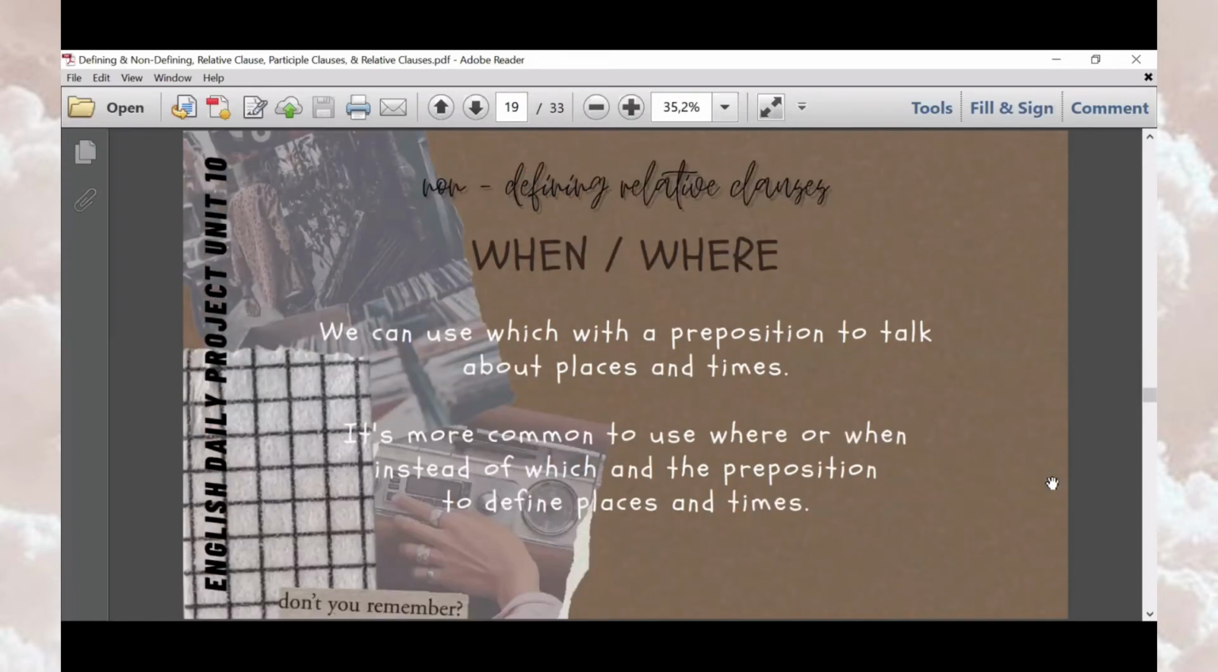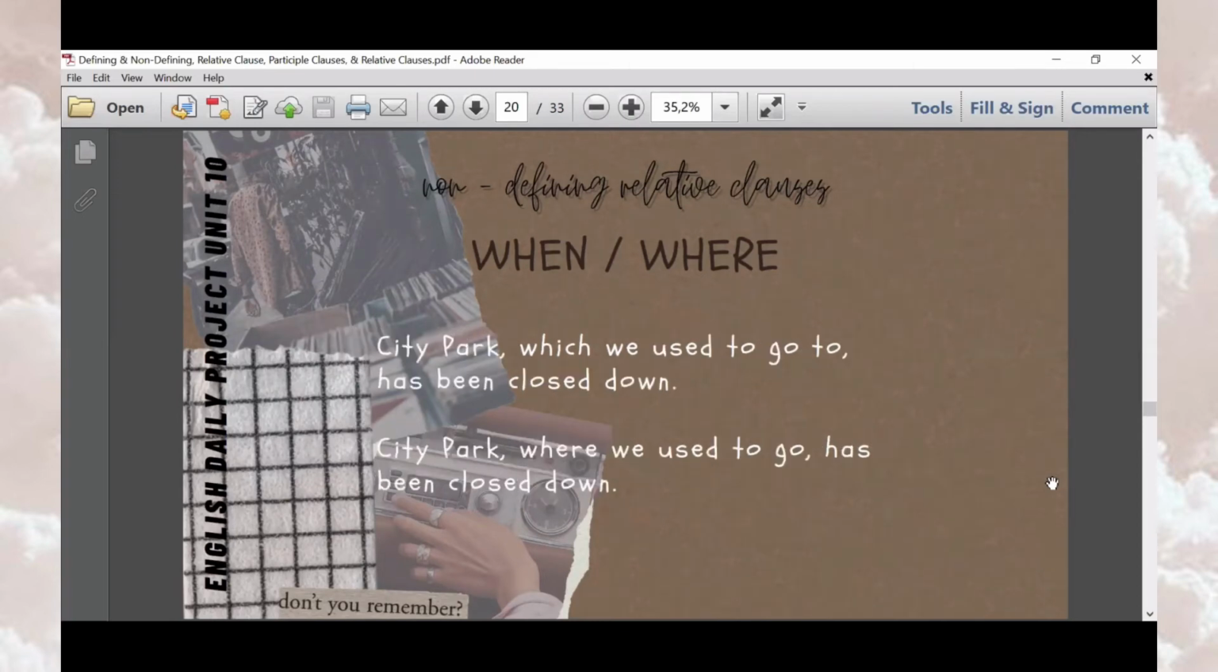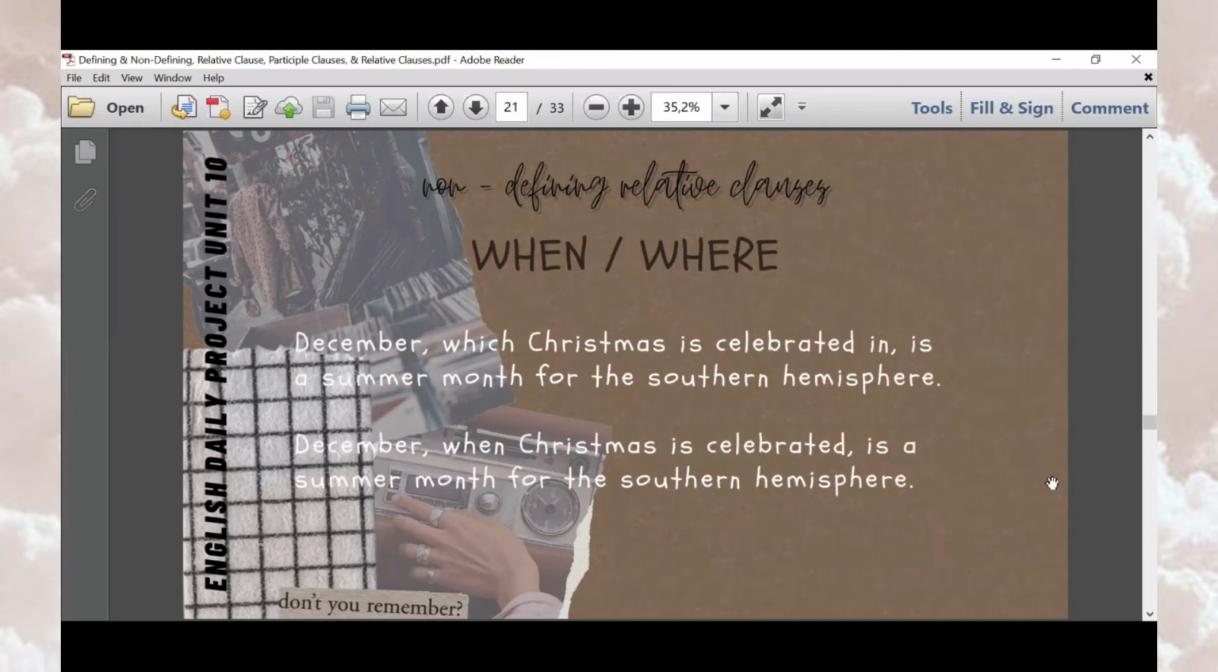Next, for when and where. We can use which with a preposition to talk about places and times. City Park, which we used to go to, has been closed down. Or City Park, where we used to go, has been closed down. We can use both of them. Another example is December, which Christmas was celebrated in, is a summer month for the southern hemisphere. Or December, when Christmas is celebrated, is a summer month for the southern hemisphere.